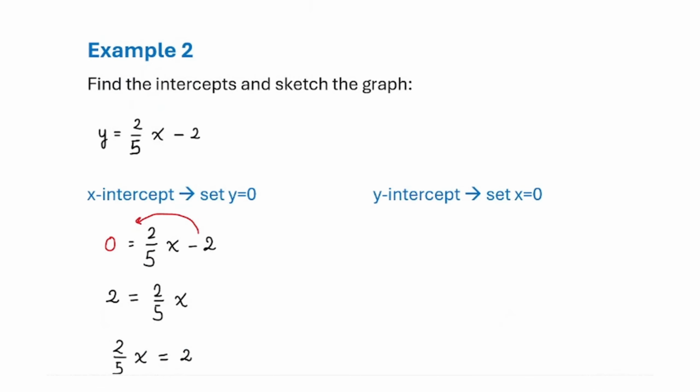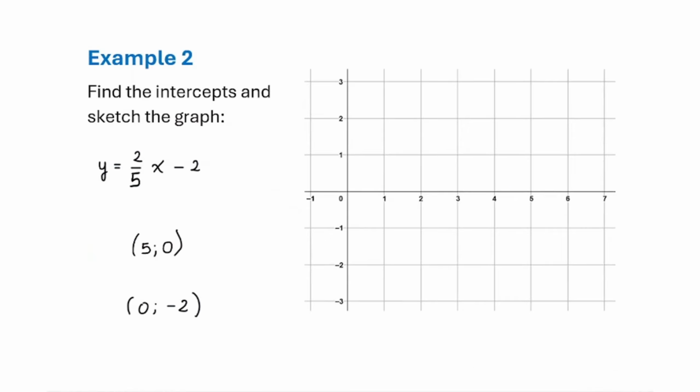Next, the y-intercept. We set x equal to 0. We substitute into the equation. y equals 2 over 5 times 0 minus 2. We simplify. 2 over 5 times 0 is 0. So we have y is equal to negative 2. The second point is (0, -2). We plot the 2 points, (5, 0) and (0, -2). Then we join them with a ruler and extend the line across the grid. This gives us the graph of the line.